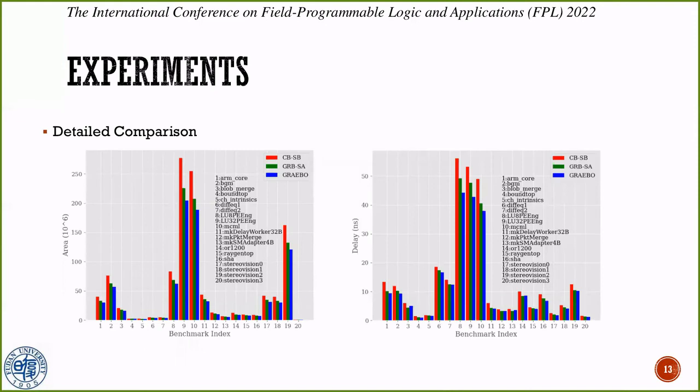This page shows the detailed comparisons of GRAEBO and the GRB searched by simulated annealing and also the CBSB FPGA model. In most cases, GRAEBO achieves better performance than the GRB searched by simulated annealing, and simulated annealing achieves a better performance than the CBSB.